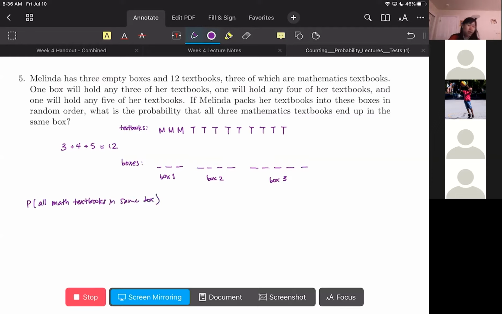And since we have 3 boxes here, this lends itself well to casework, where we could say the probability that all math textbooks are in the same box equals, I'll just write this out for clarity, the probability that all math books are in box 1, or all math books in box 2, or all math books in box 3.